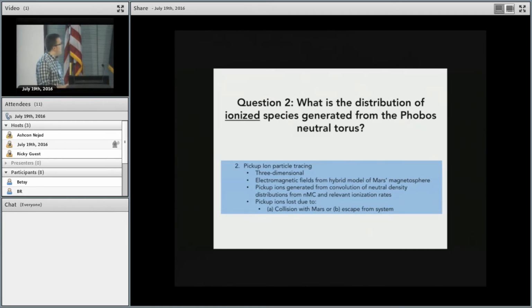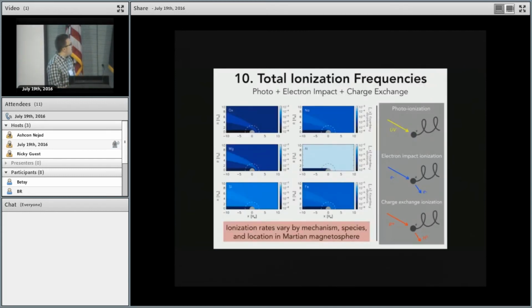So to keep exploring this, we put together a second model that takes the neutral distributions that we generated in the first model, ionizes them, and runs them through a background electromagnetic field model that we have for Mars' magnetosphere, and it calculates what this distribution of fluxes should be. To do this, we first had to look at what the ionization rates are.